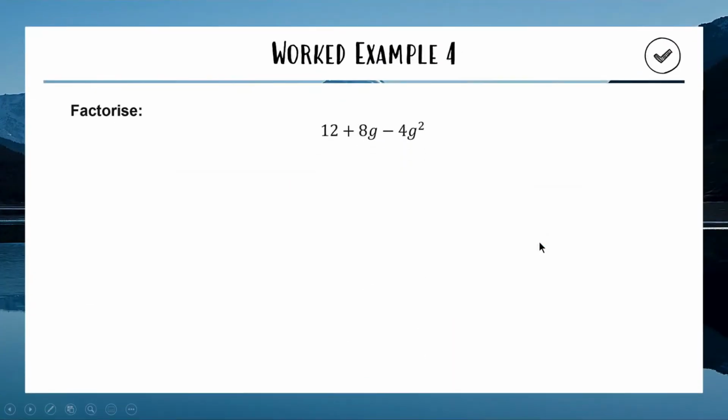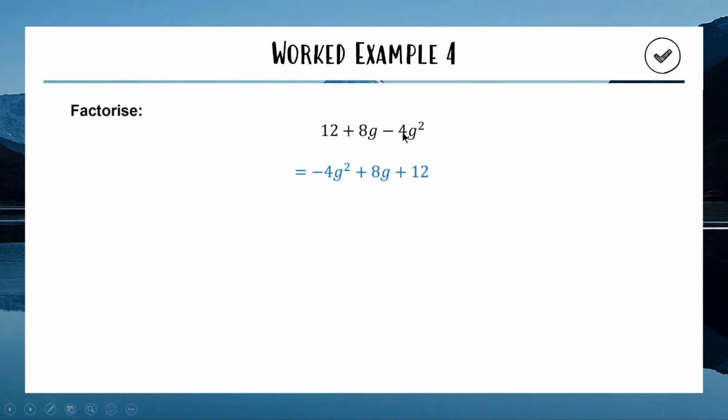Okay, one last worked example, a bit of a tricky one. We've got 12 plus 8g take away 4g squared. Now this is a trinomial because we have a squared term, a non-squared term, and a constant. It's a bit of an annoying one though because it's kind of written in the wrong order. So what I'm going to do first is rewrite it.